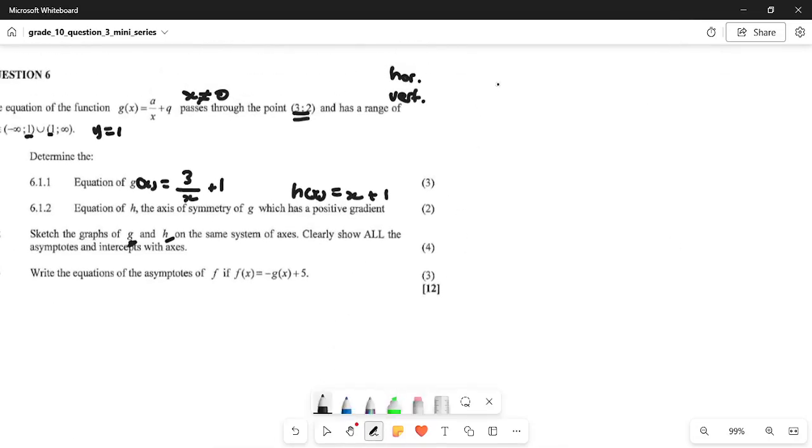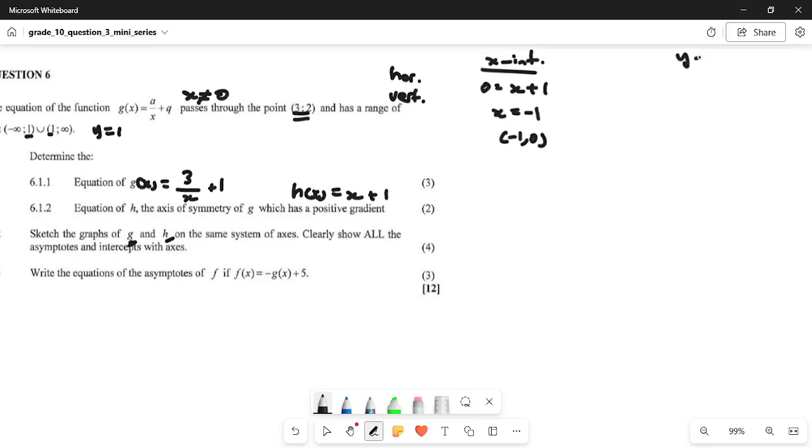So let's find the x-intercept for the function of h, or the axis of symmetry. I'll let y equal 0. So I have 0 is equal to x plus 1. This is just x equals negative 1. So for the x-intercept, it's when x is negative 1 and y is 0.